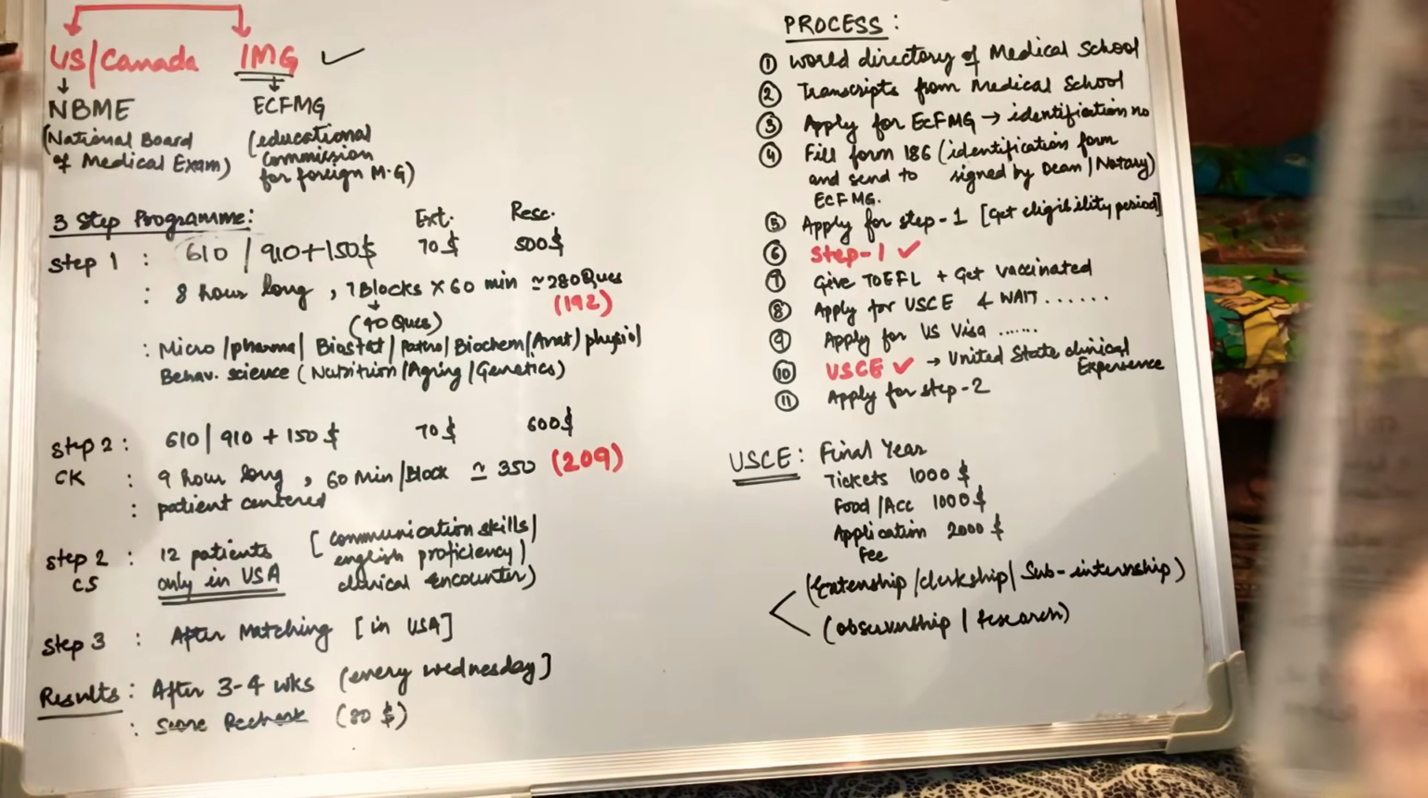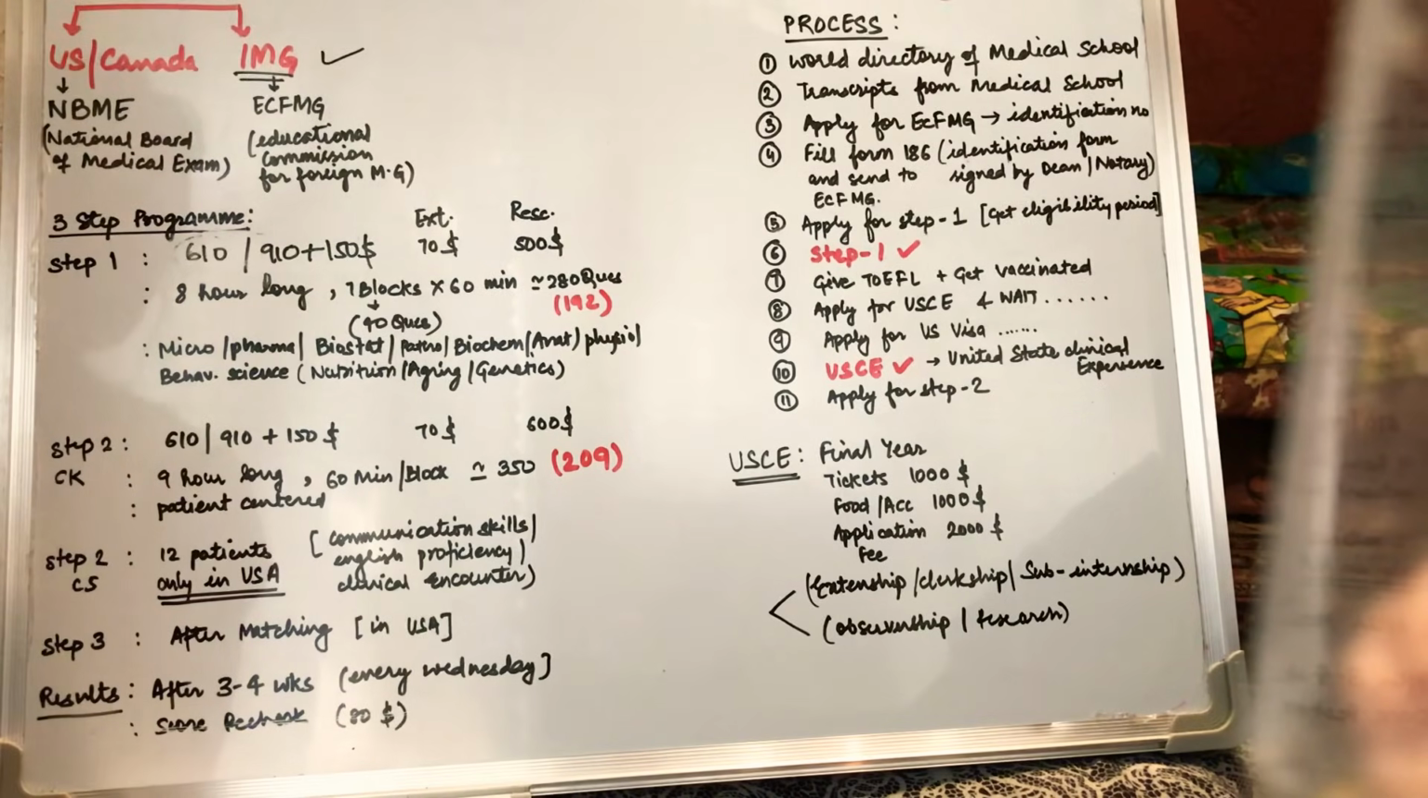For the medical students who are from US and Canada, the board which is responsible is NBME, that is National Board of Medical Examination. For IMGs, that is students who are studying or who have graduated from different parts of the world other than US and Canada, the board responsible is ECFMG. Now IMG stands for International Medical Graduates and ECFMG stands for Educational Commission for Foreign Medical Graduates.